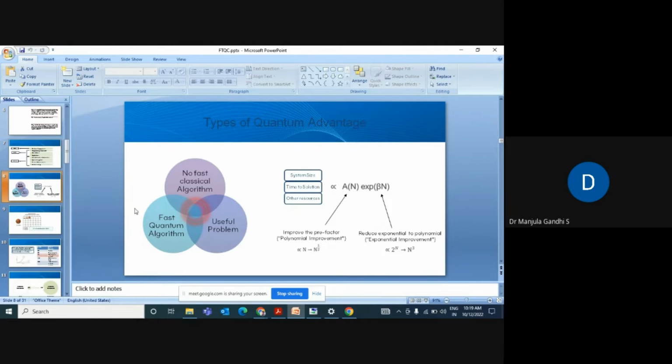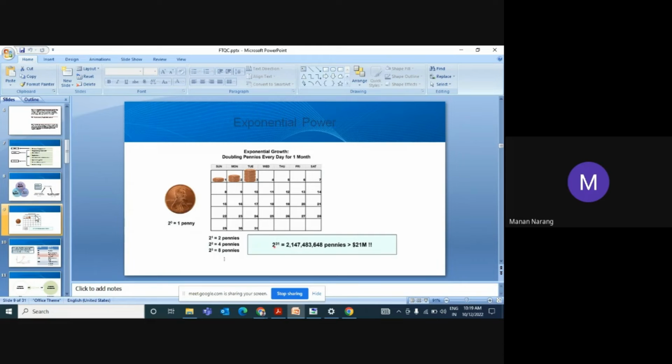No issues. So coming back, we have exponential power. What is the use of exponential power? I'll give you an example. Let's say we have 1 penny, and every single day we double that penny. By the end of 31 days, we will have 21 million dollars. That is the power of exponential growth.